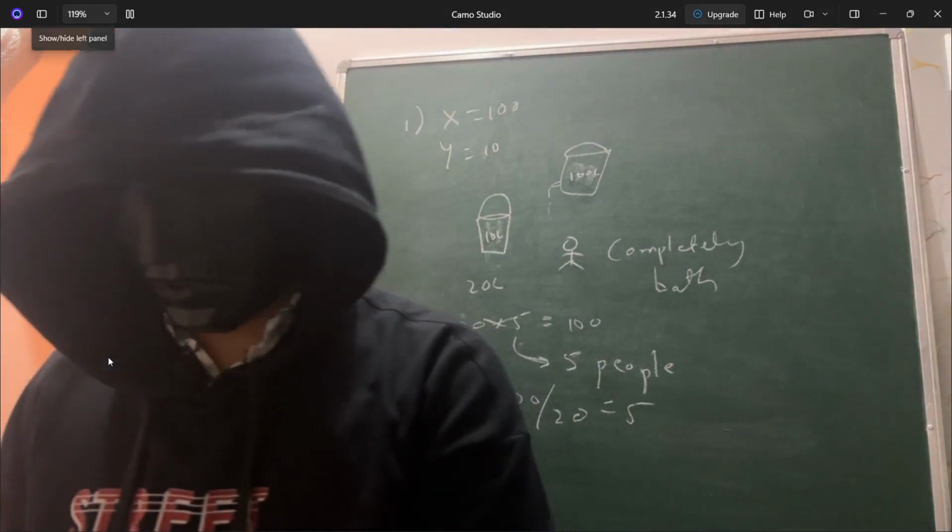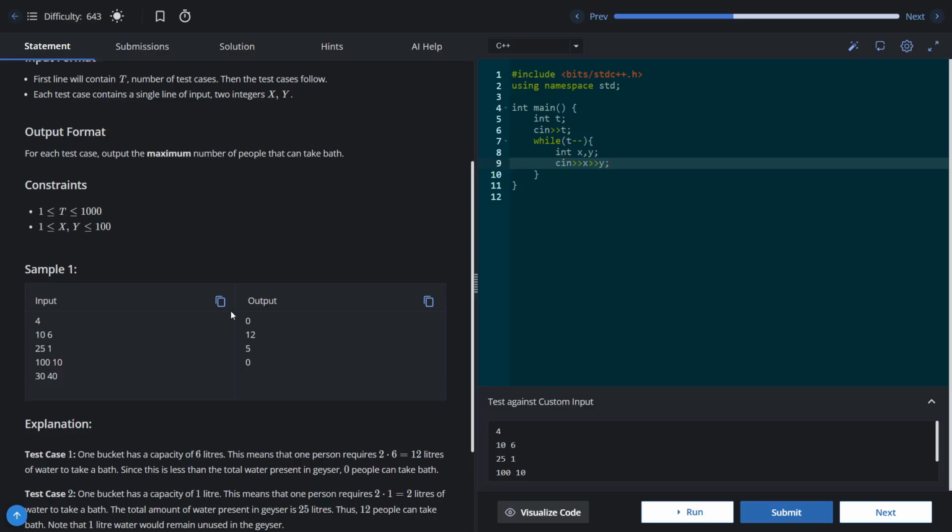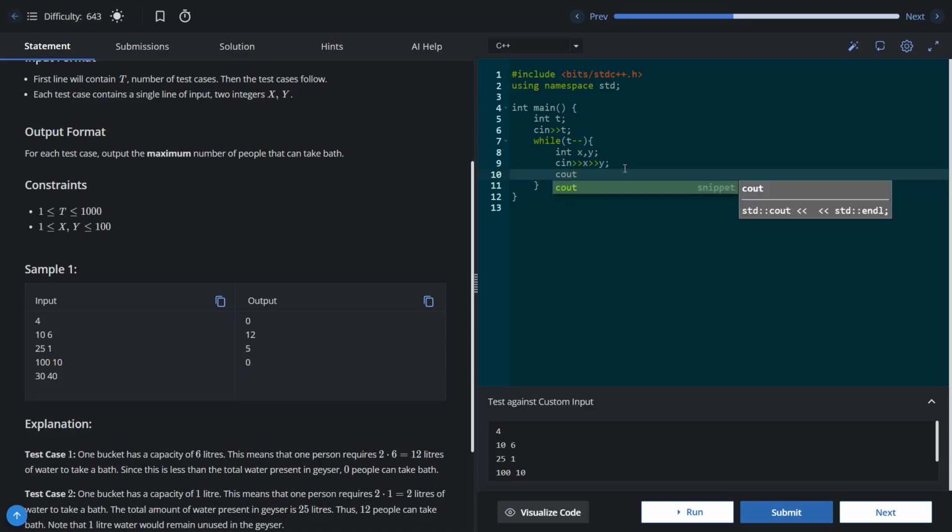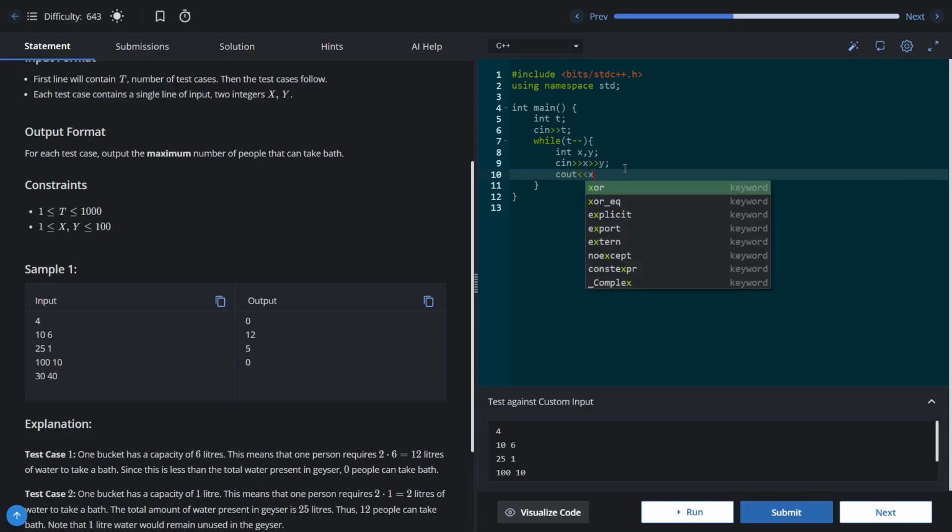In the third one it is 5. In the fourth one, if you see, the bucket's capacity is 40, which means even if one person bathes, it requires 80 liters of water, but in the geyser we have only 30. So 0 is the answer, no person will be able to bathe. So you'll have to return x divided by 2 star y, right? This will give you the number of persons bathing.